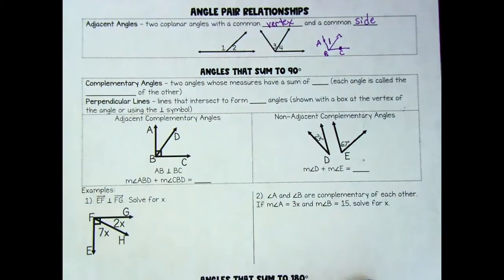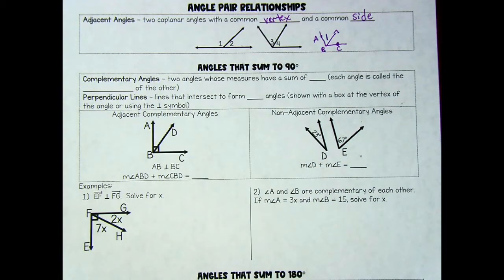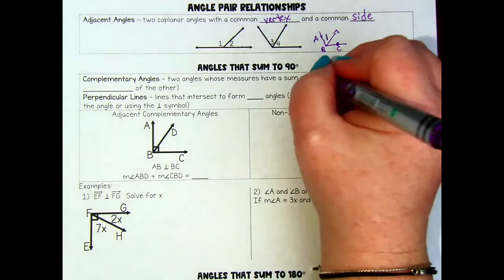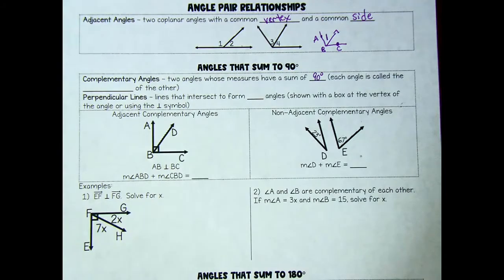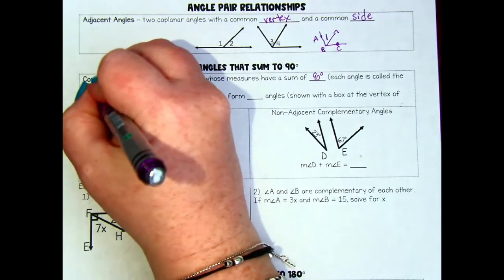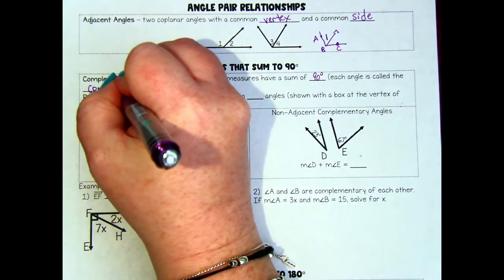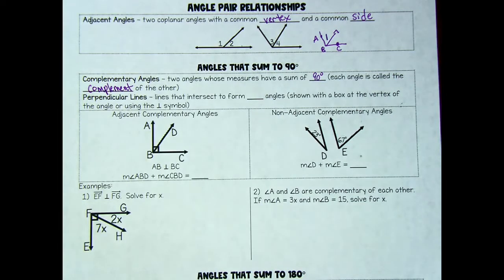The first type of angle relationship we have is complementary angles. Complementary angles are two angles whose measures have a sum of 90 degrees. Each of the angles is called a complement. So 40 and 50 are complementary angles, but 40 is a complement to 50. We also have perpendicular lines, and those are lines that intersect to form 90-degree angles, shown by the little box here or the upside-down T symbol.